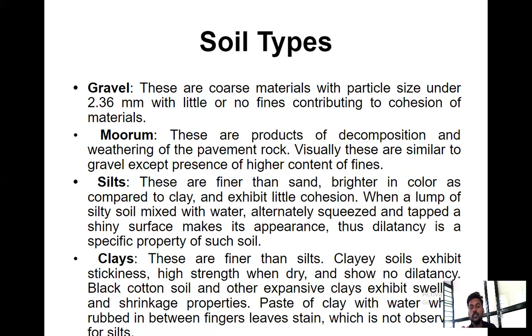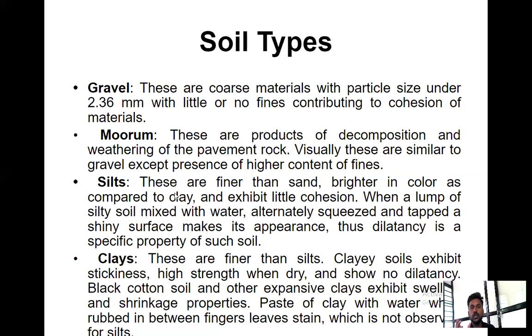Then the clay. These are finer than silts. The soil which is finer than silt is called clay. Clay soils exhibit stickiness, high strength when dry, and show no dilatancy. Black cotton soil and other expansive clays exhibit swelling and shrinkage property. A paste of clay and water, when rubbed into the fingers, leaves a stain, which is not observed in silt.